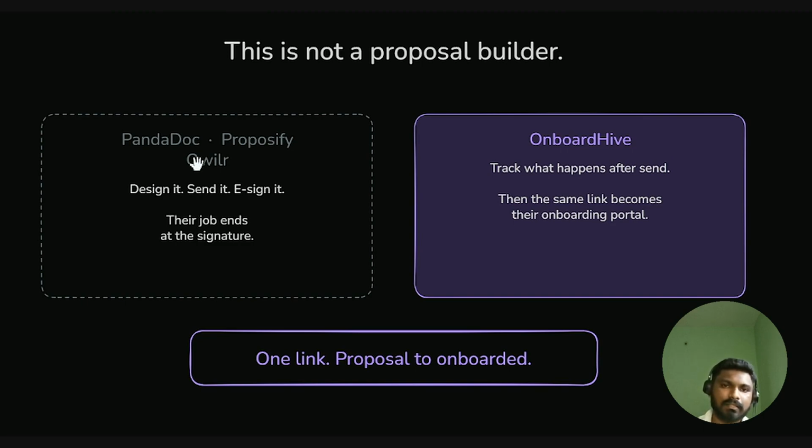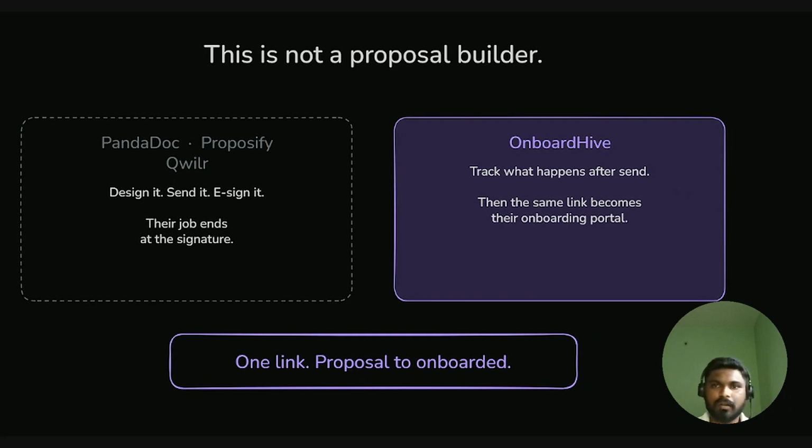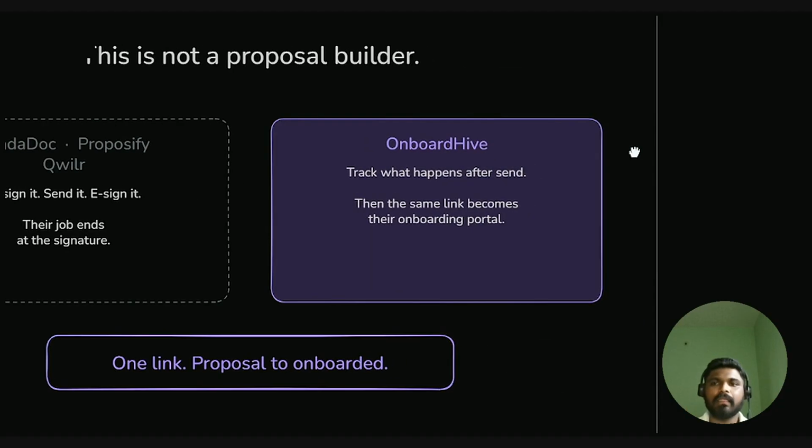They have designed it in such a way that it is only to send and get an e-sign, right? But with Onboard Hive, what I have built is tracking what happens after send. Then the same link becomes your client onboarding portal, right? Again, everything happens only through one custom link, and from the client end, there is not too much work. They just have to click on it, read it, and sign it. And if they have any questions, they just ask their doubts, right?